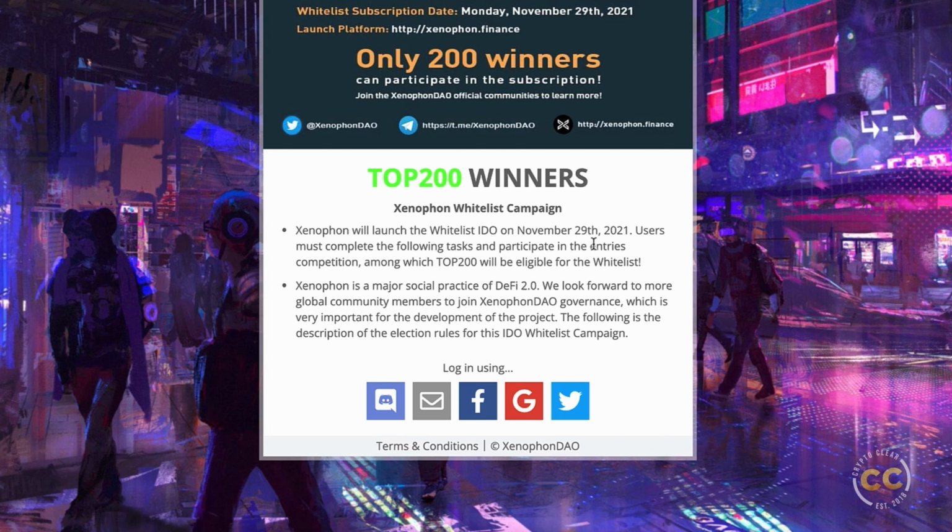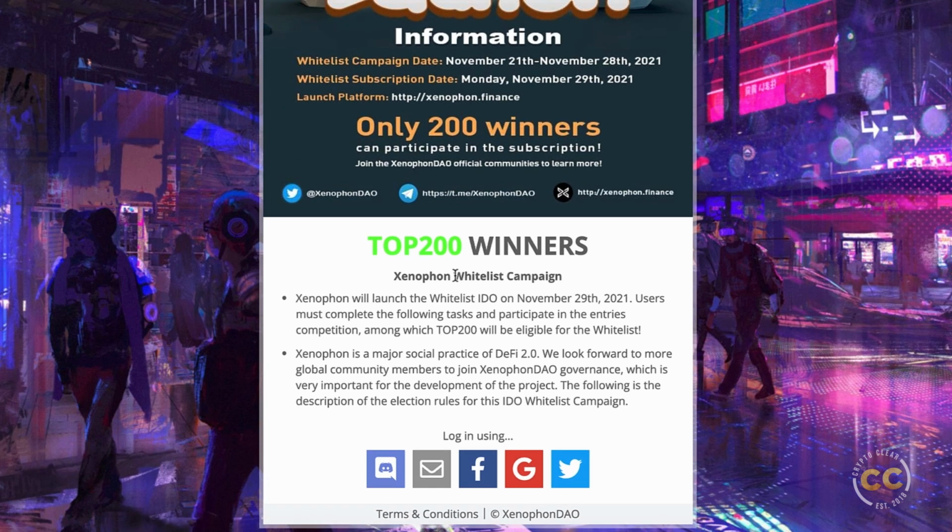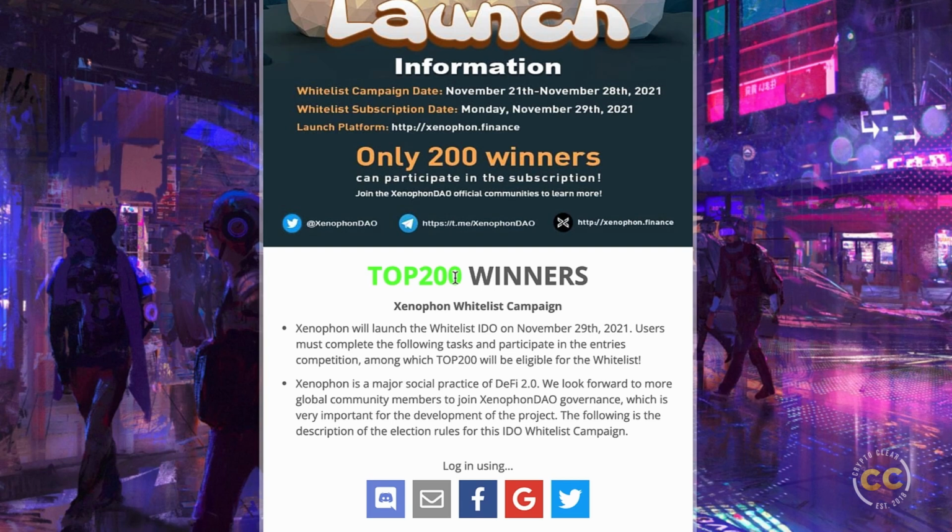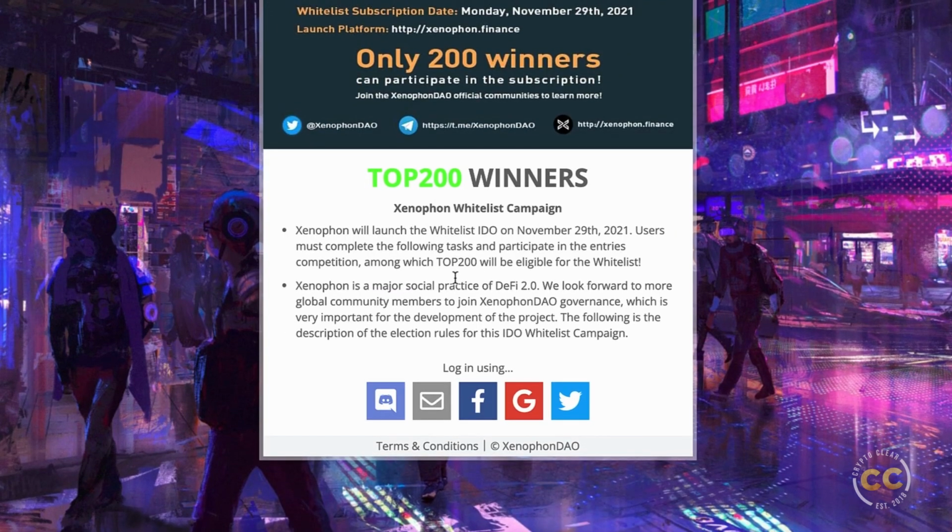Users must complete the following tasks and participate in the entries competition, among which the top 200 will be eligible for the whitelist. Xenophon is a major social practice of DeFi 2.0. We look forward to more global community members joining Xenophon DAO, which is important for the development of the project. The following is a description of the election rules for the IDO whitelist campaign. Log in using one of these 5, or you can even pick 2 or 3 of them, or if you have all 5, do it.